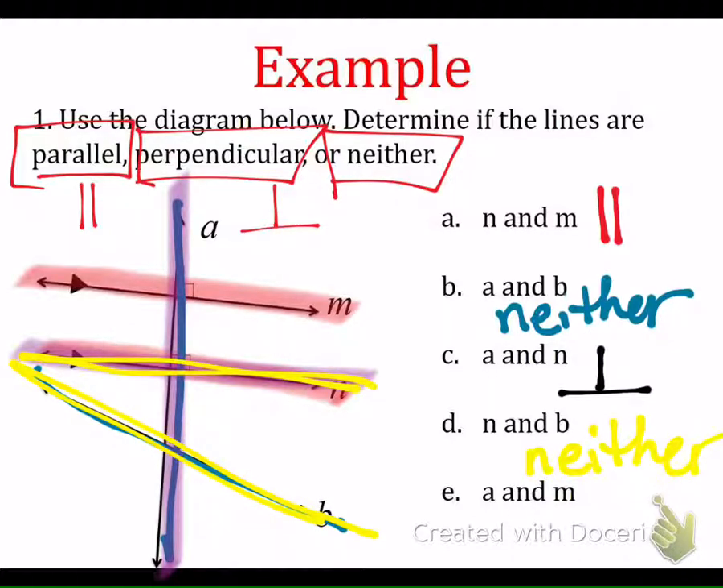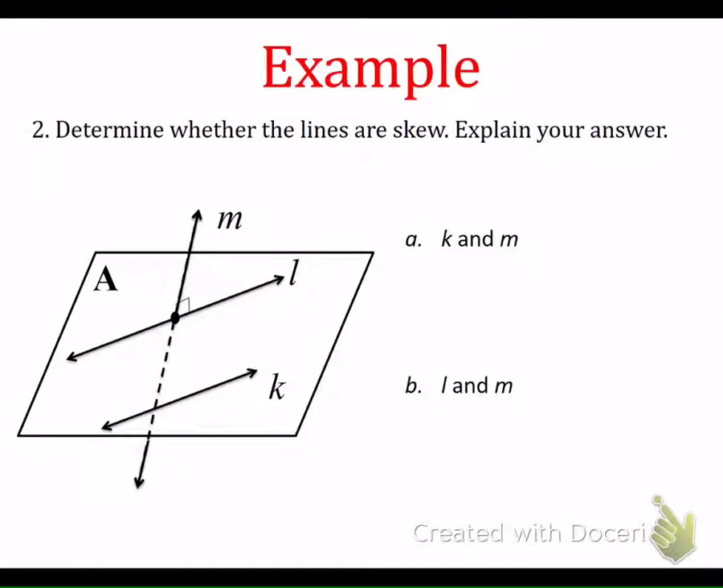And then the last one on this example says that A and M are perpendicular. A, M, those are perpendicular, good. All right, questions? The key here is to imagine this as a 3D picture.